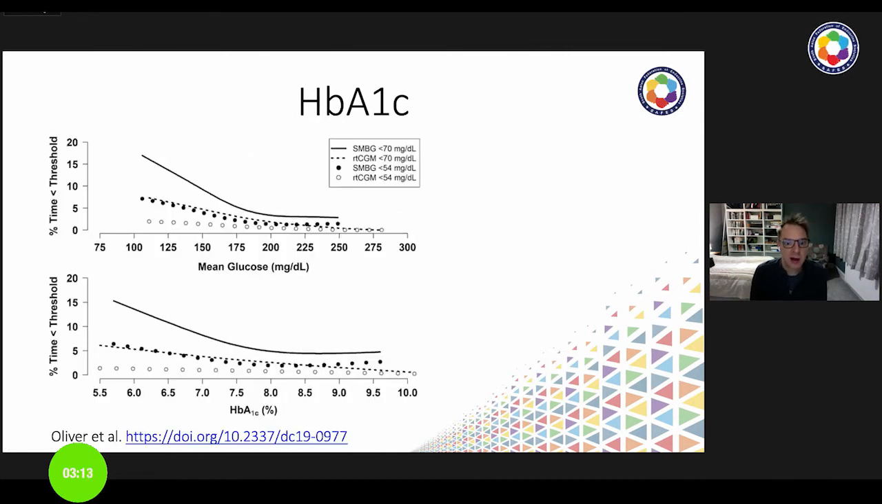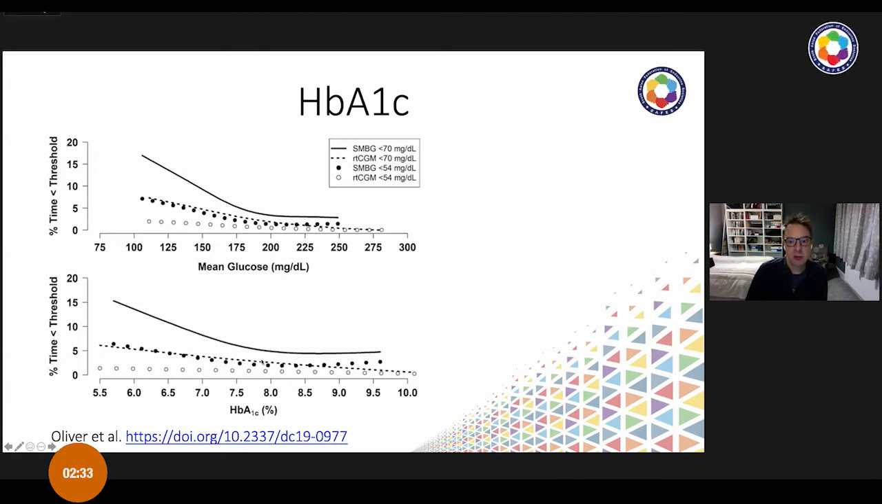If we look more closely at that hypoglycemia relationship, and these are data from my group that we published a couple of years ago, this is HbA1c on the x-axis, and time below threshold on the y-axis, and you can see here you've got time below 70 and time below 54. And if we look at the solid line and the solid dots for people using self-monitored blood glucose, below an HbA1c of around 8, actually there's a linear association between HbA1c and hypoglycemia. And that's true for both thresholds.